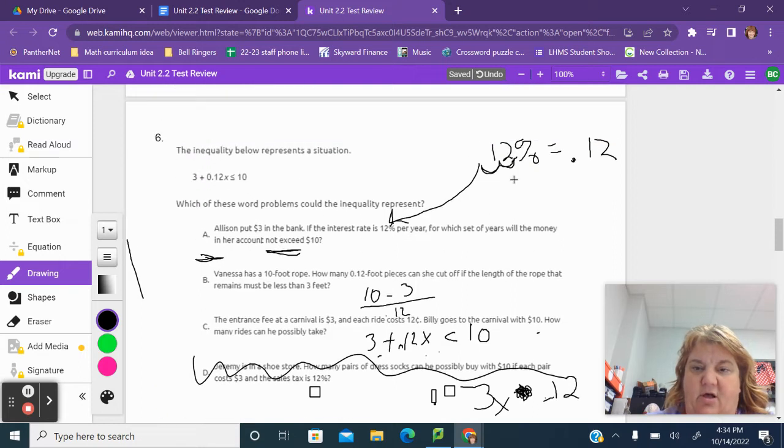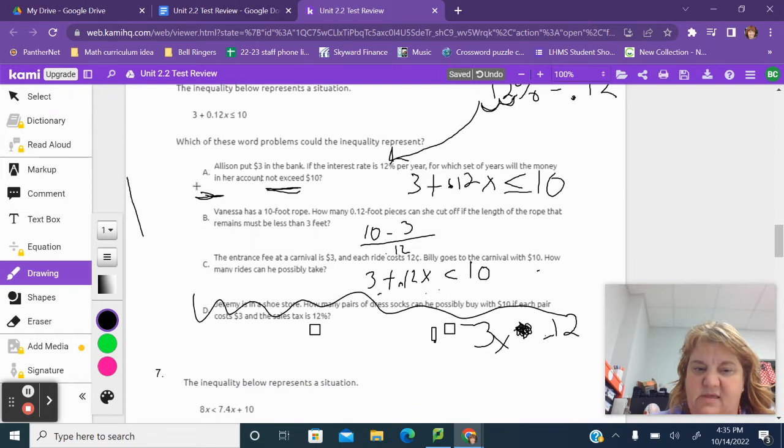She put $3 in the bank, and if the interest rate is 12% per year, we don't know how many years. For which set of years will the money in her account not exceed $10? Okay, so this definitely works.